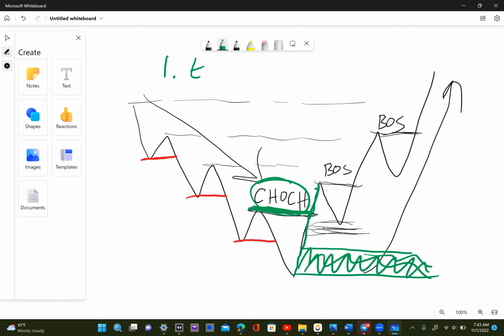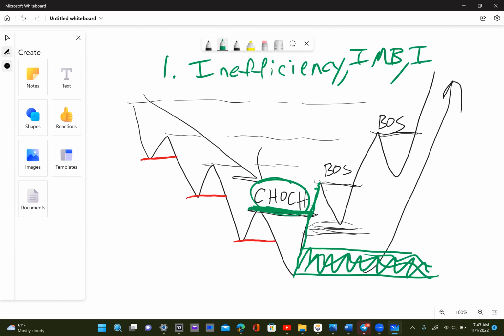Inefficiency. Now remember, what's inefficiency? Imbalance, IMB. Inefficient price action, IPA. All right, it's all the same. Some people call it fair value gap, FVG. All right, so we look for that.